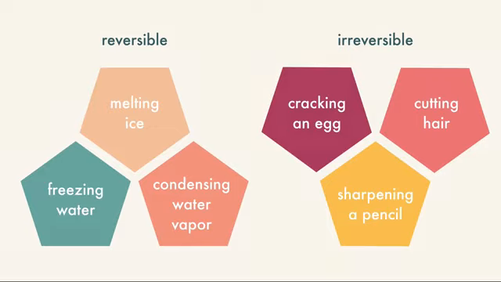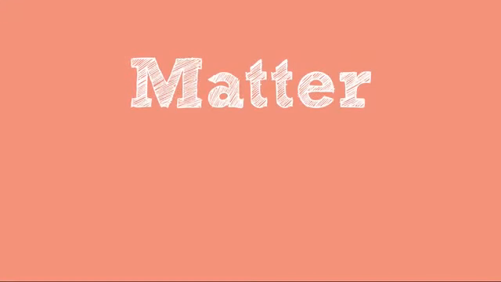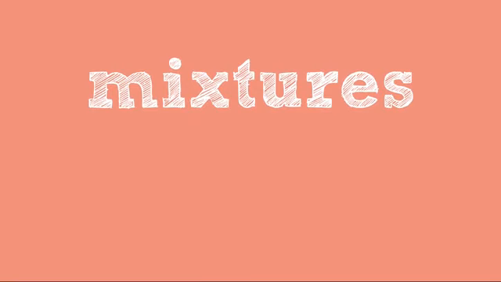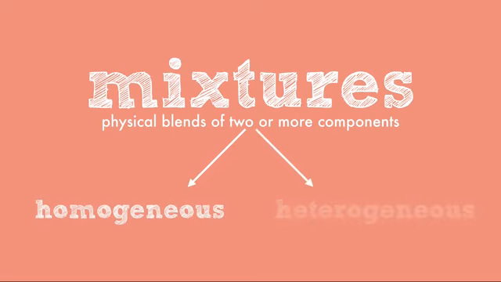It's irreversible. Now let's back up a little and go back to the part where we split matter into two categories. It's time to look at mixtures in a little more depth. Mixtures are physical blends of two or more components. Mixtures can be homogeneous or heterogeneous.